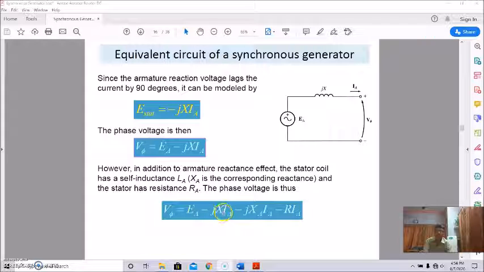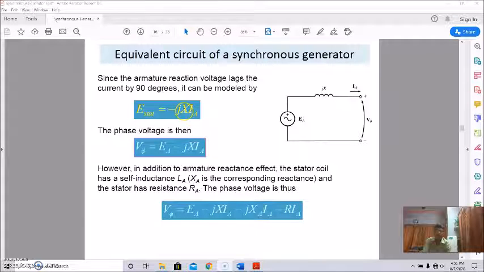So that is actually due to armature reaction reactance, and this is the armature leakage reactance. And this is the armature resistance. So the phase voltage will be the induced EMF minus IA into (RA plus jXA plus jXA), where one is the armature reaction reactance and the other is the armature leakage reactance.